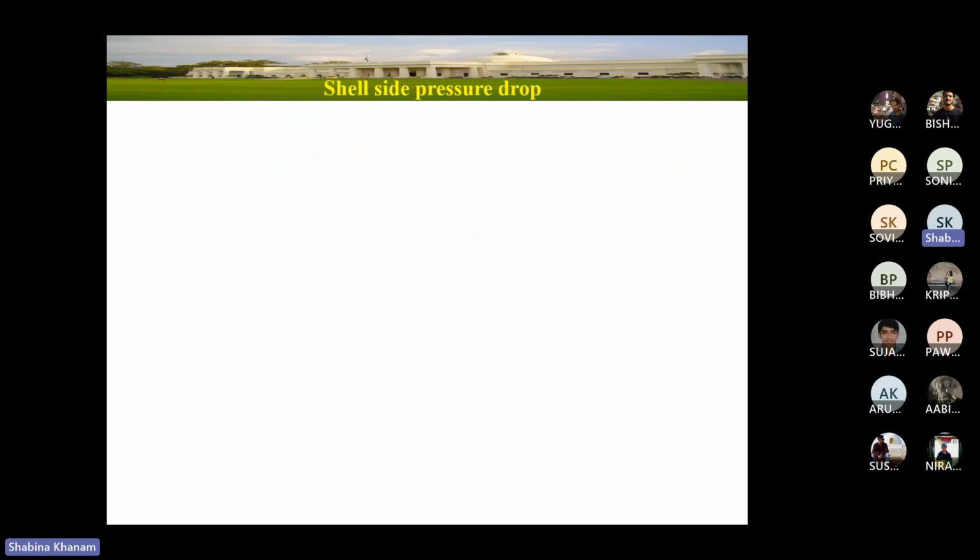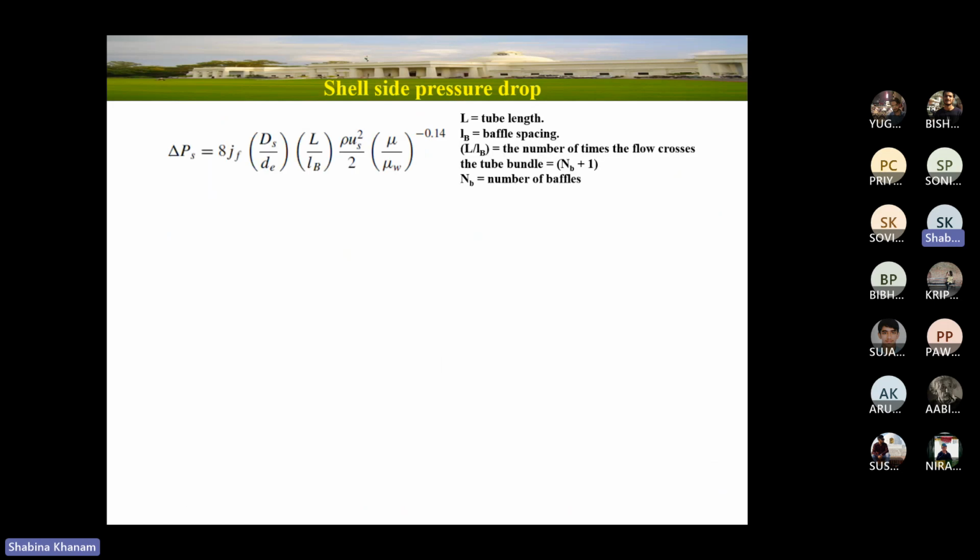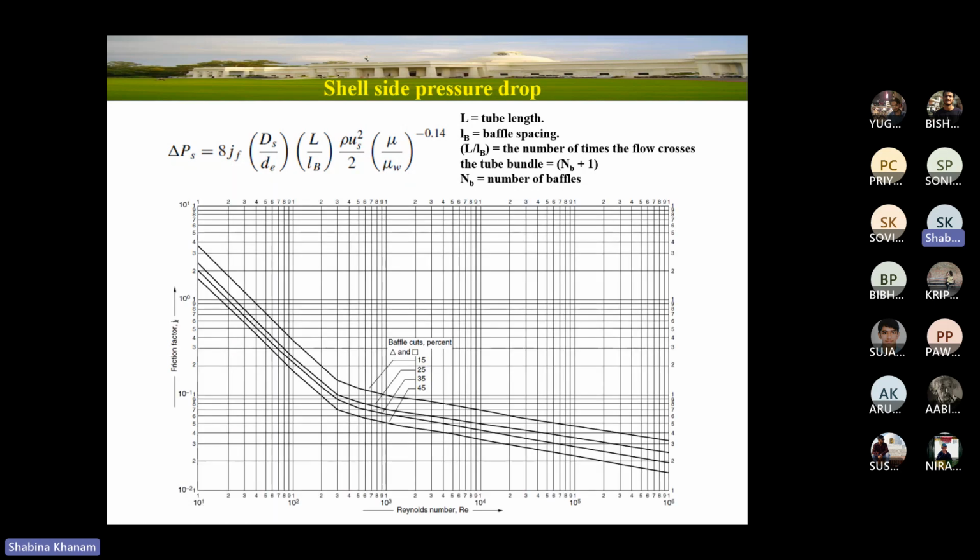Further, for shell side pressure drop, we have this expression, where JF is the friction factor for shell side. You can see it from the graph depending upon the baffle cut. D is the shell diameter, DE is the equivalent diameter, L is the total length, LB is the baffle spacing, and US is the shell velocity. You have already calculated that. So based on that, we can find out the shell side pressure drop.